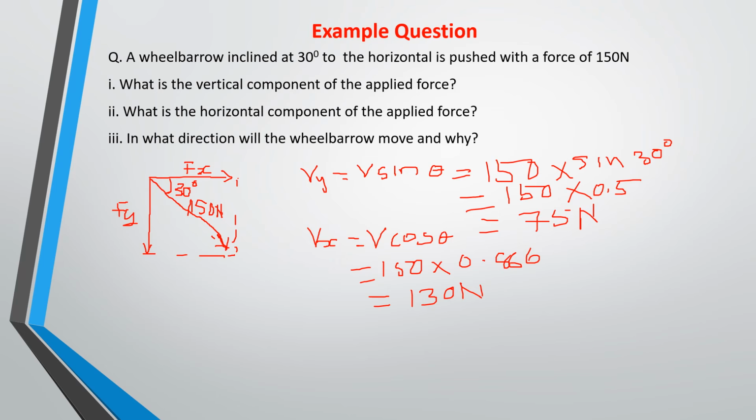Okay, so since the horizontal component is greater than the vertical component, it means that this wheelbarrow will move in the horizontal direction. That is just it. So this kind of question, in less than a few minutes you are done with it. Is that okay? So I hope this is clear and well understood.